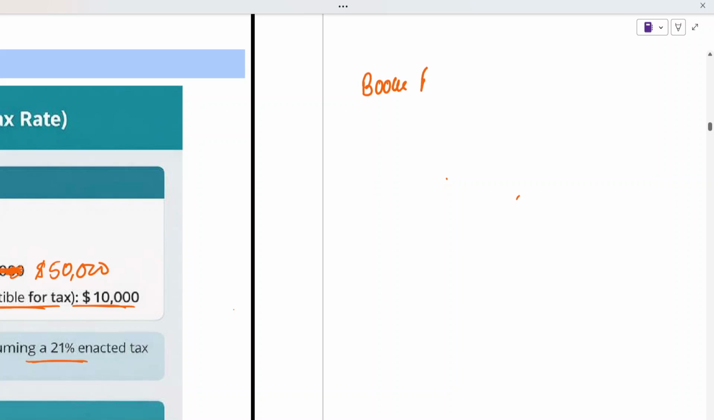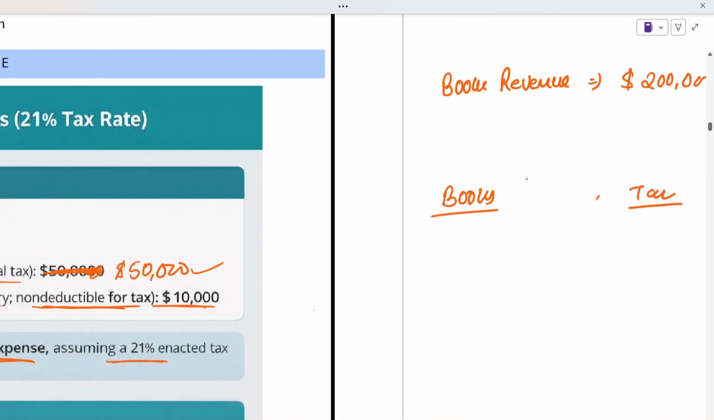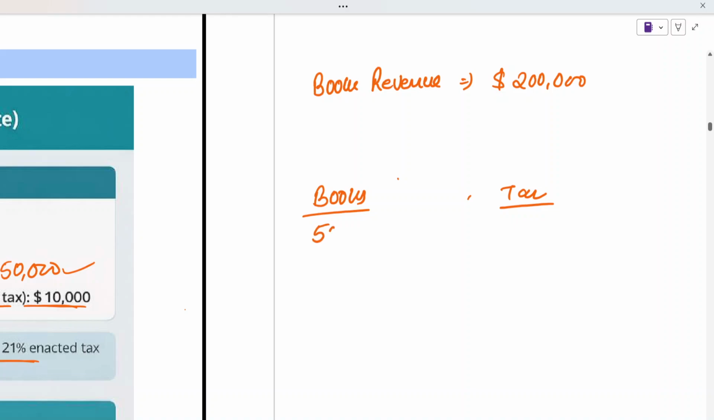books revenue, or what we call GAAP revenue, is how much at the time? You can say that is $200,000. And I always need to write books here and tax here. Now let's treat one item, which is municipal bond interest, which is 50,000. So in your books of accounts municipal bond is 50,000 plus showing because that is an income, right? But in tax it should not be shown as an income, because under income tax laws, federal tax laws, there is no tax on it.